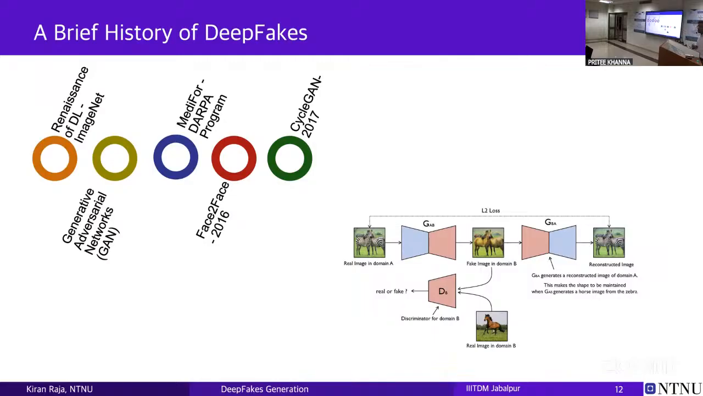Then in 2017 came a major breakthrough in architecture, which we call CycleGAN. Now CycleGAN is again based on the same idea as GAN, just that this is the typical scenario where you have one generator and one discriminator. What is happening in this case is that you have two images. One is a real image in domain A, and then you have a fake image in domain B, which is generated from this.